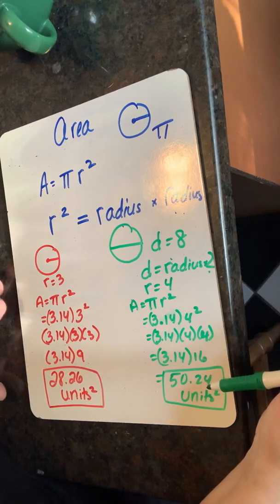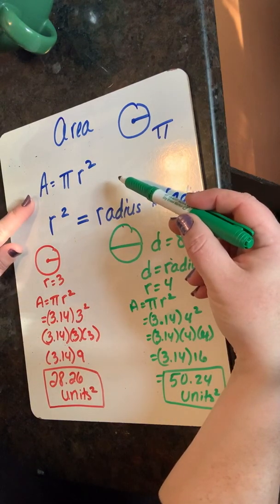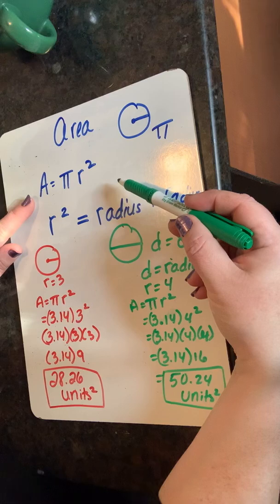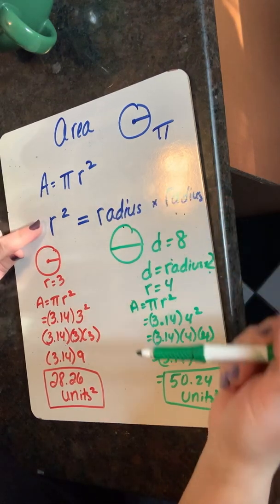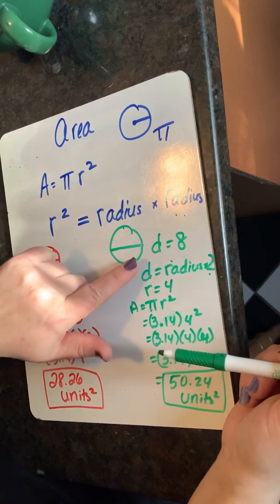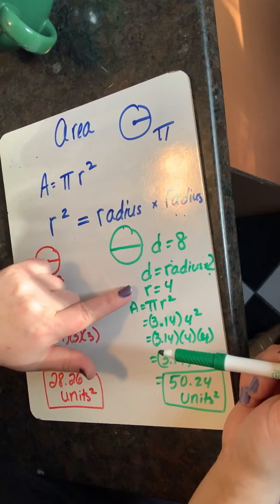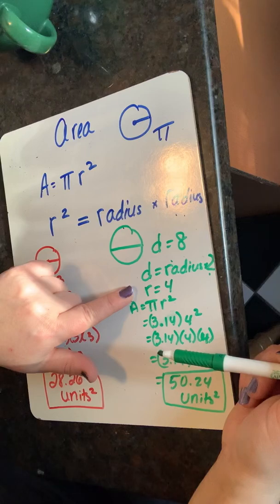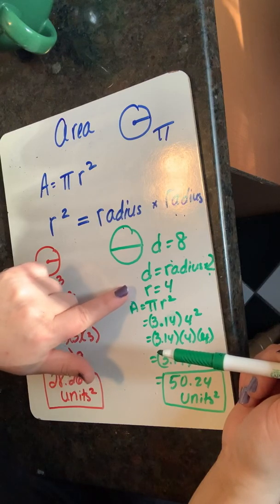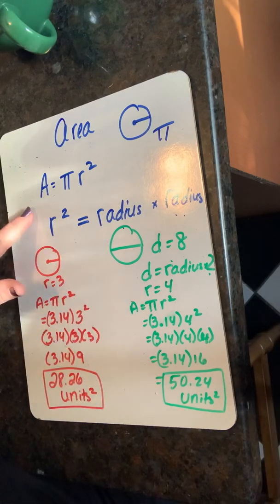So again, when we're looking at area, we only have one equation, and that equation uses radius. So the equation is area equals pi times radius squared. And radius squared is another way of writing radius times radius. If I'm given the diameter, I can divide the diameter by 2 to find the radius of the circle. And then I plug in that radius into the equation. So that is how you find the area of a circle.